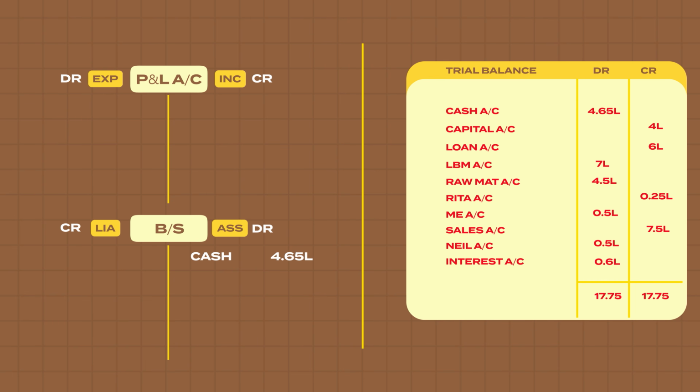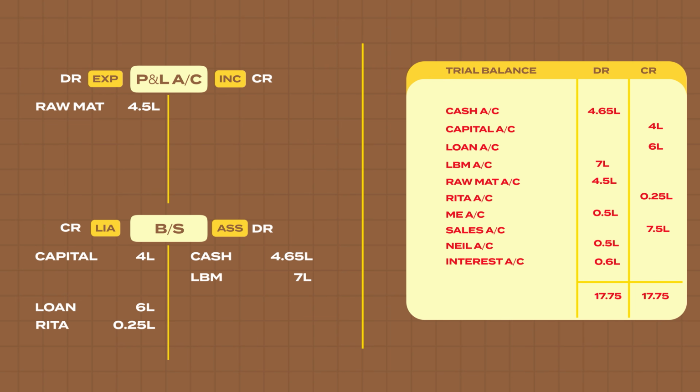Next item is capital. Credit balance. Is it income or liability? This is not money earned by the business. It is borrowed from the owner. So liability. Loan, liability. Land, building, machine, asset. Raw material, debit, expense. Rita, now the name doesn't tell you anything unless you look at the balance. It's a credit balance. So that tells you she's a creditor. So she will appear on the liability side.